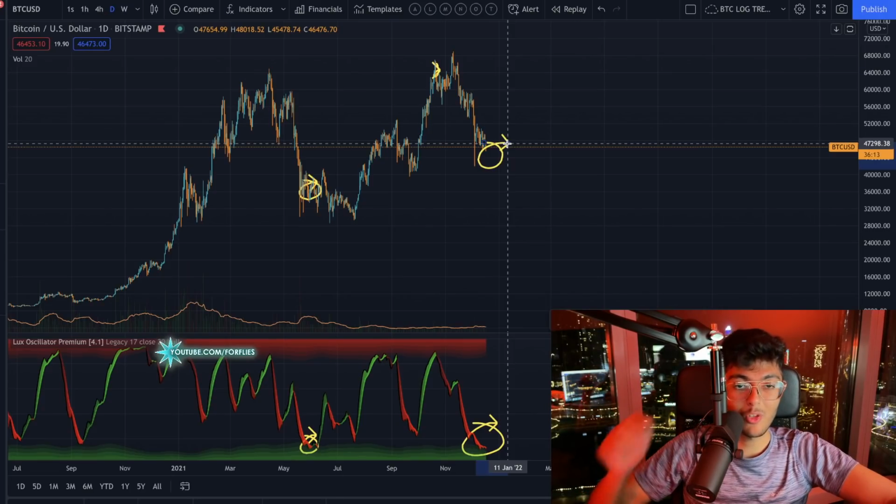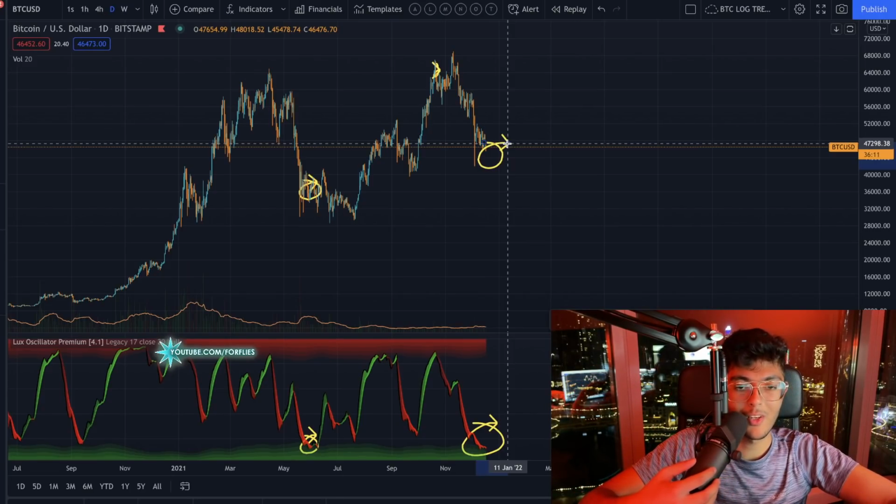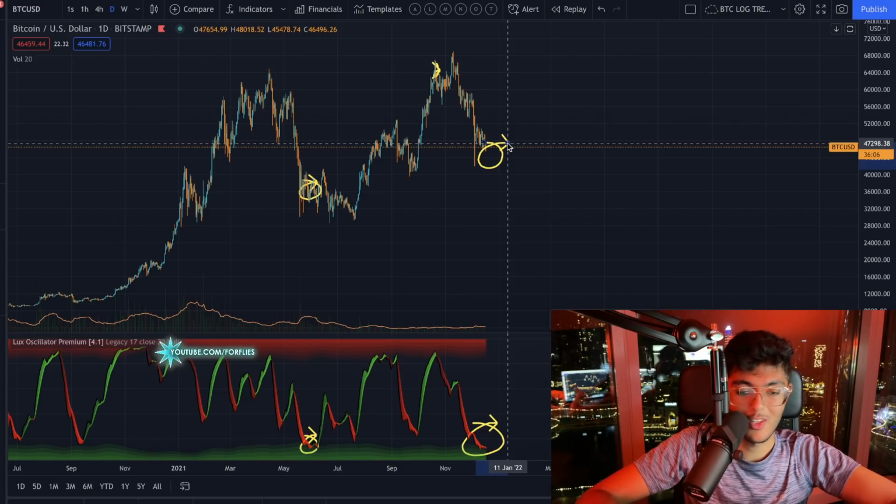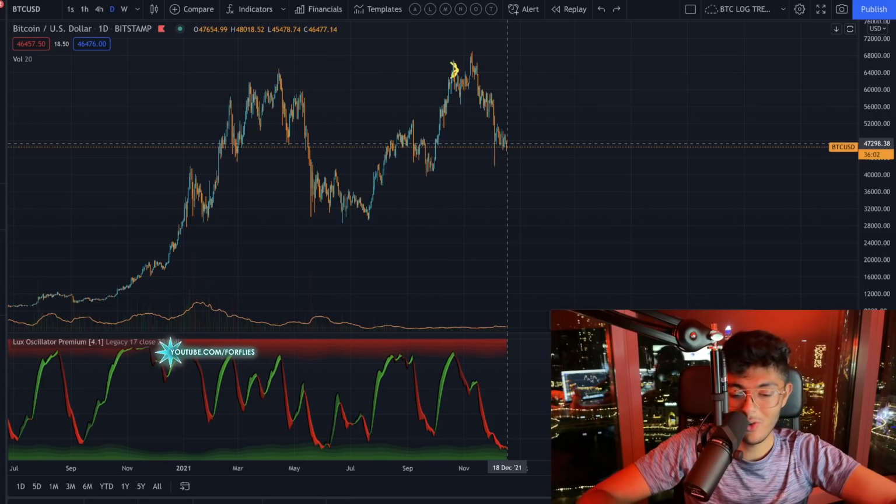These are the kind of things which people don't really want to pay attention to, but because this is an indicator and it's not a human, it's not subject to emotions, it's not subject to fear in these markets, and that's why this stuff can be so powerful.